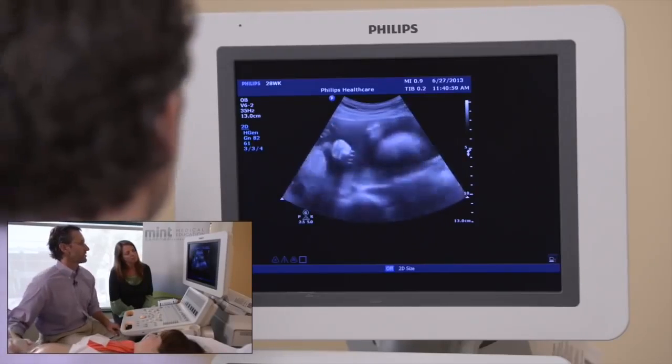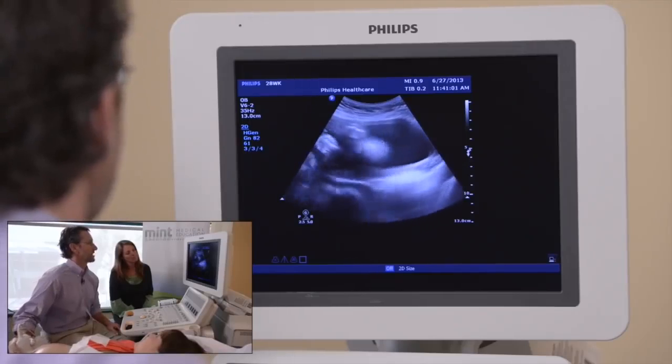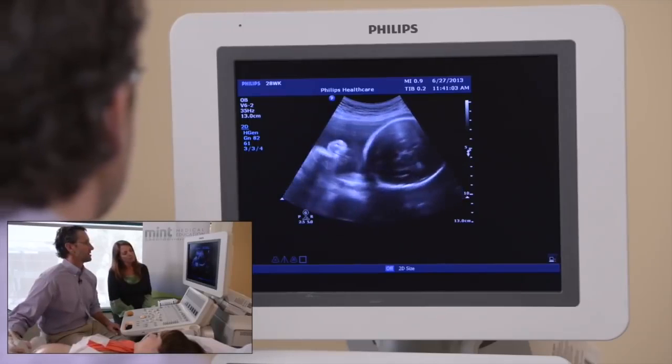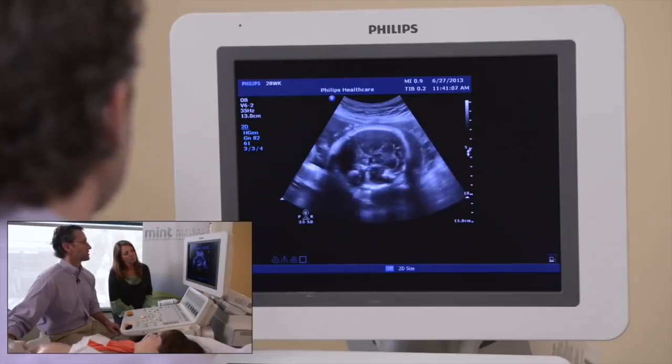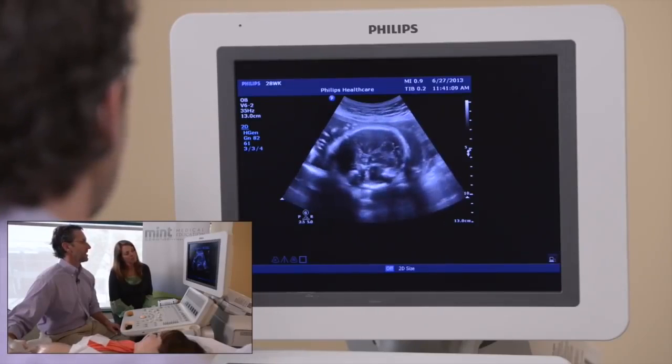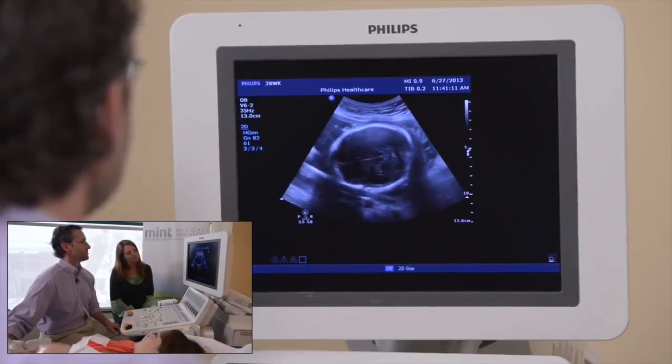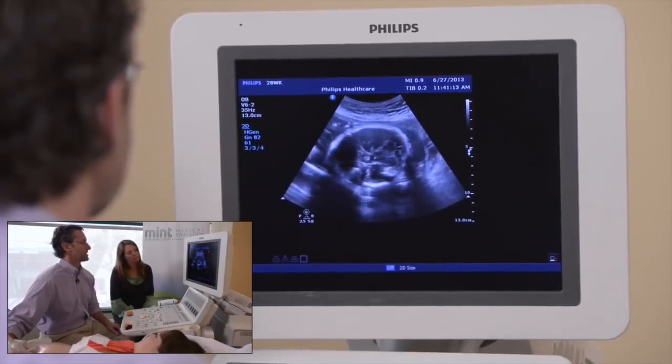So since we're at the head, now we're not getting as good of a picture of it, which obviously is something that happens all the time. But we're going to talk a little bit about the structures that we should see in every scan. And in the head, there's basically three big things.